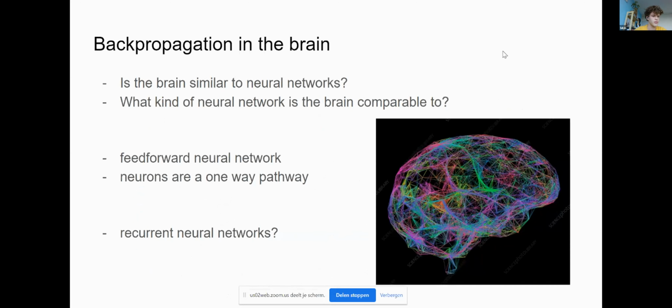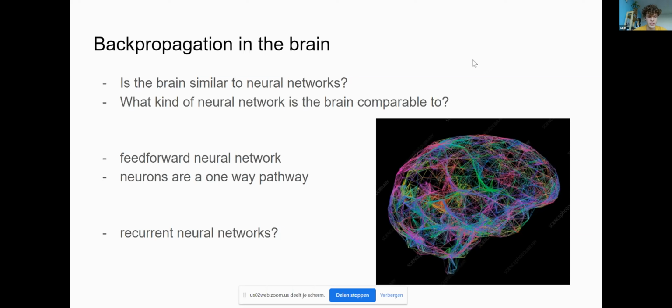Backpropagation in the brain. The first question we must ask is: is the brain similar to a neural network? And if so, what kind of neural network is it similar to? Because there are a lot of different types of neural networks, and all these different types use different kinds of backpropagation. The type of neural networks we discussed mostly up to this point are simple feed-forward neural networks. Information goes into one side of the neural network, comes out the other side, and goes through the network layer by layer. Each neuron in the network is only connected to the neurons from the previous and the next layer of the network.